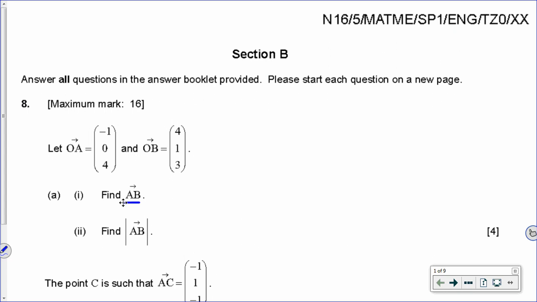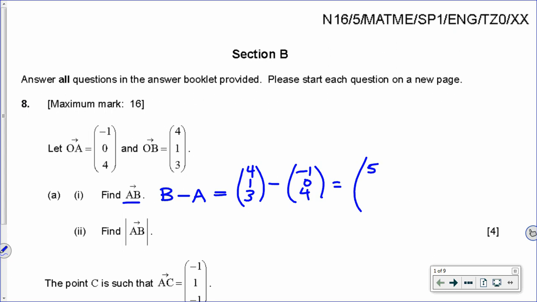So in order to find AB, we're going to subtract B minus A, terminal point minus the initial point, treating B as a point and A as a point. That would give us (4, 1, 3) if we're showing work for this, minus (-1, 0, 4). Just be careful with signs because of subtracting negatives. Sometimes we mess up signs in that process. So (5, 1, -1).